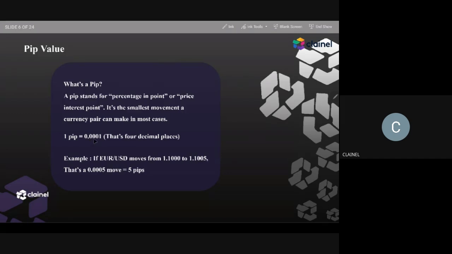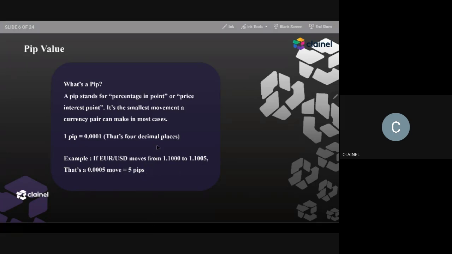1 pip is equivalent to 0.0001. That's four decimal places. For example, if Euro USD moves from 1.1 to 1.1005, and 1 pip is equivalent to 0.0001, then moving by 0.0005 is 5 pips. So if Euro USD moves from 1.1 to 1.1005, we can say that Euro USD increased by 5 pips.